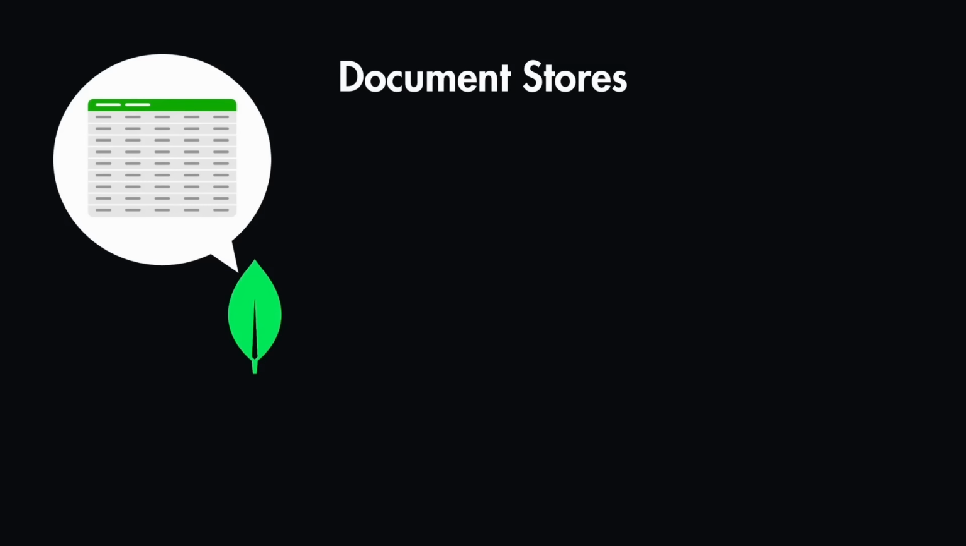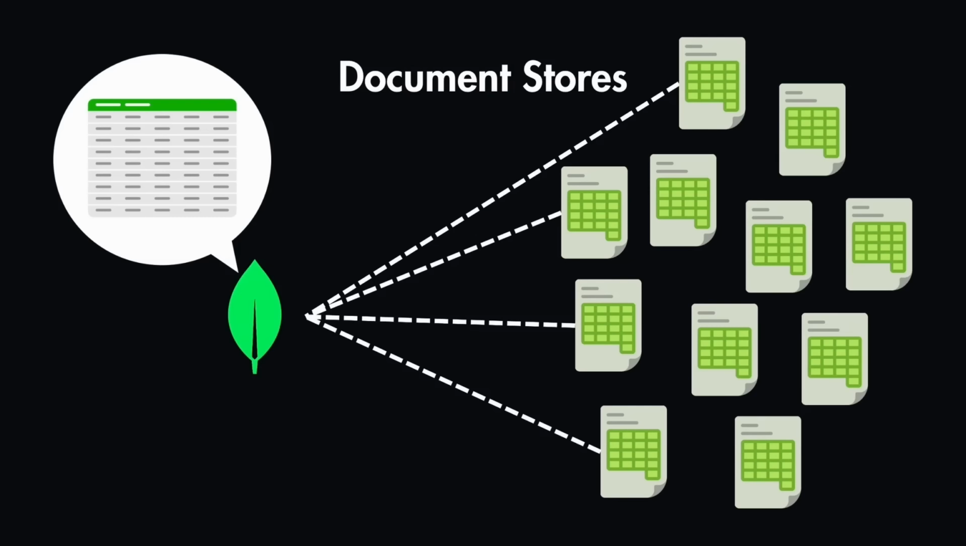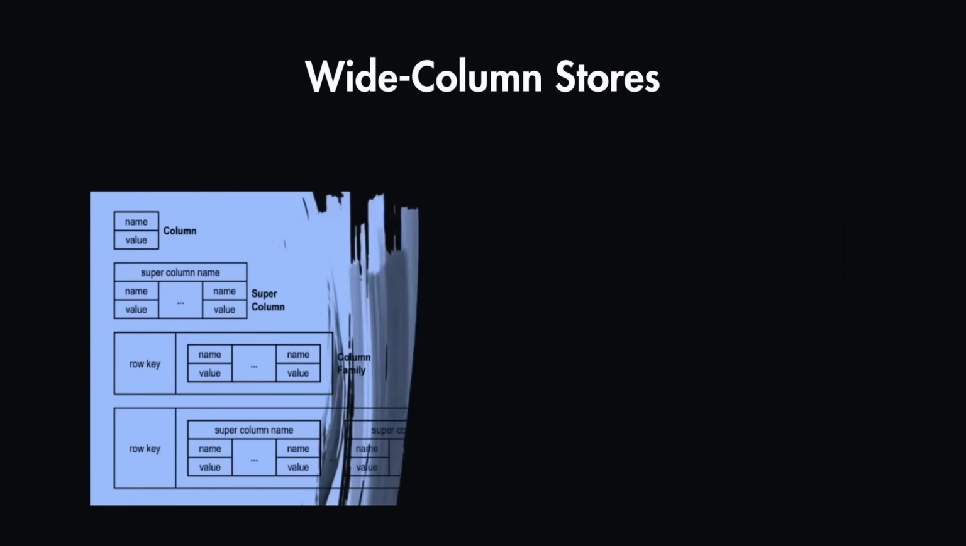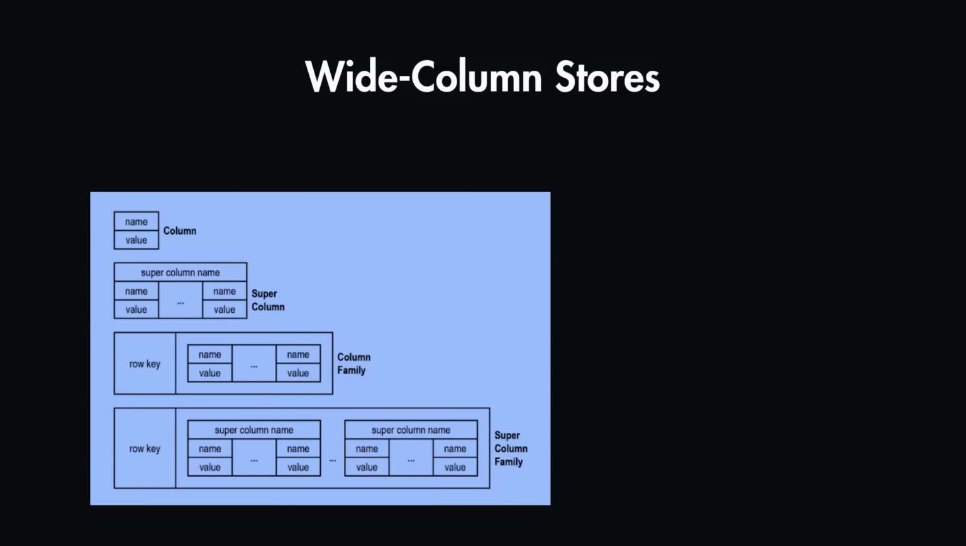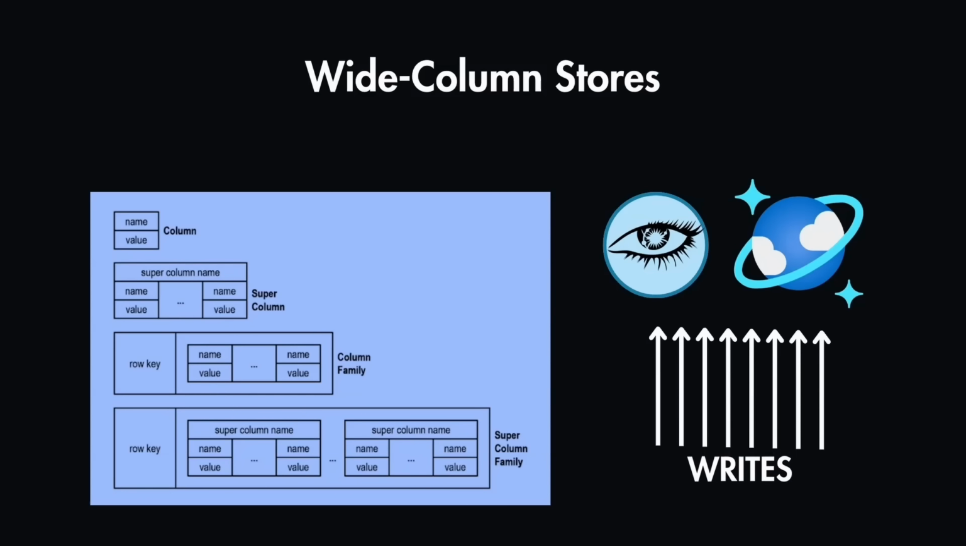MongoDB is the most popular example of a document store, and the data here is stored in JSON-like documents, which allows us to have complex data structures within a single record. Next, we have wide column stores, where data is stored in tables, rows, and dynamic columns. Some examples here are Cassandra or Cosmos DB. The main advantage of these databases is they can handle massive scales and are very good for many write operations.